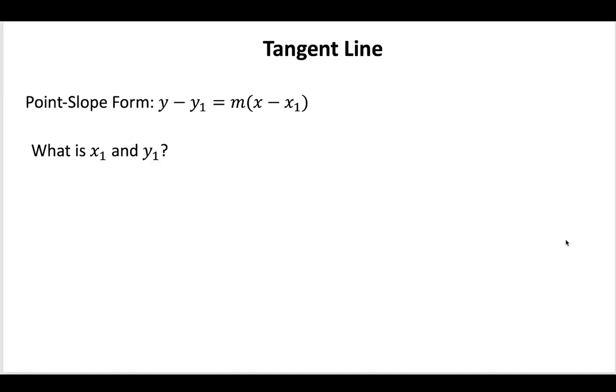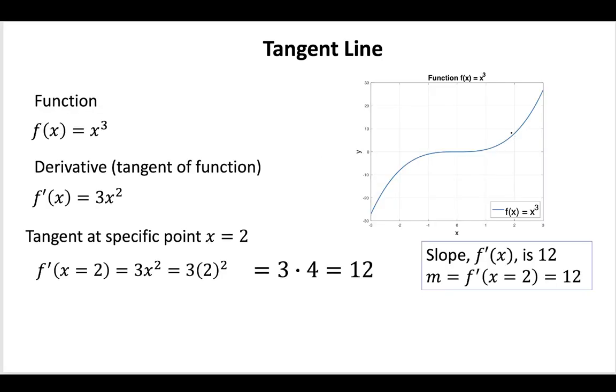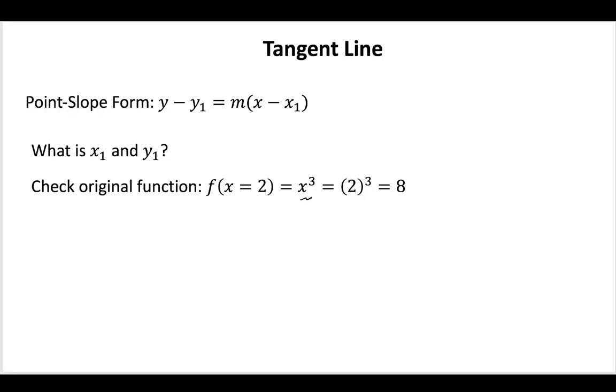Let's do that next. We'll use the point-slope form. So what is x1 and y1? Well, we're going to use our original function. So our original function was x cubed, and we were saying we want to find a line that is tangent at x is equal to 2, right? So that's what we were looking at in this one. We chose that point. We wanted to find that specific line.